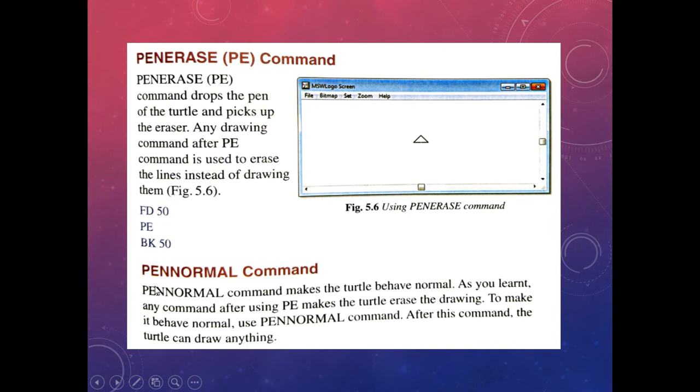Okay, and after we have erased particular lines, we want the turtle to behave normally. After that we have to use the pen normal command. There is no shortcut for pen normal. The pen normal command makes the turtle behave normal. As you learned, any command after using PE makes the turtle erase the drawing. To make it behave normal, use the pen normal command. After this command, the turtle can draw anything.